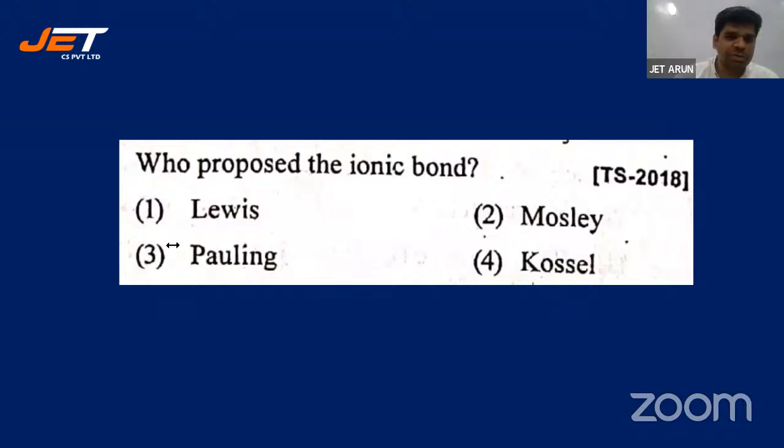Ionic bond was proposed by... Janasena says 4. Slesha says 1. Let's see the answer, students. It's Kossel. 4 is absolutely right, students. As per the textbook, it's 4. All right. Of course, Lewis also has contributed to the idea of ionic bond, but that proposal was given by Kossel.